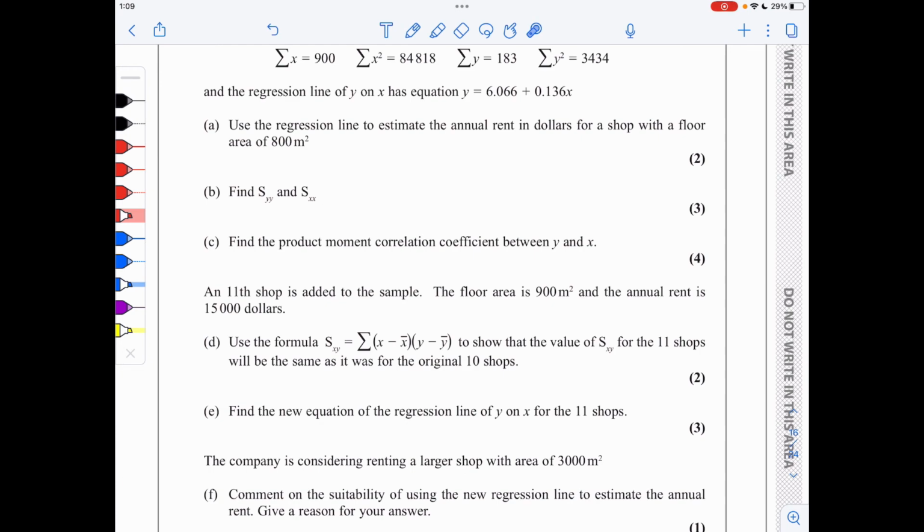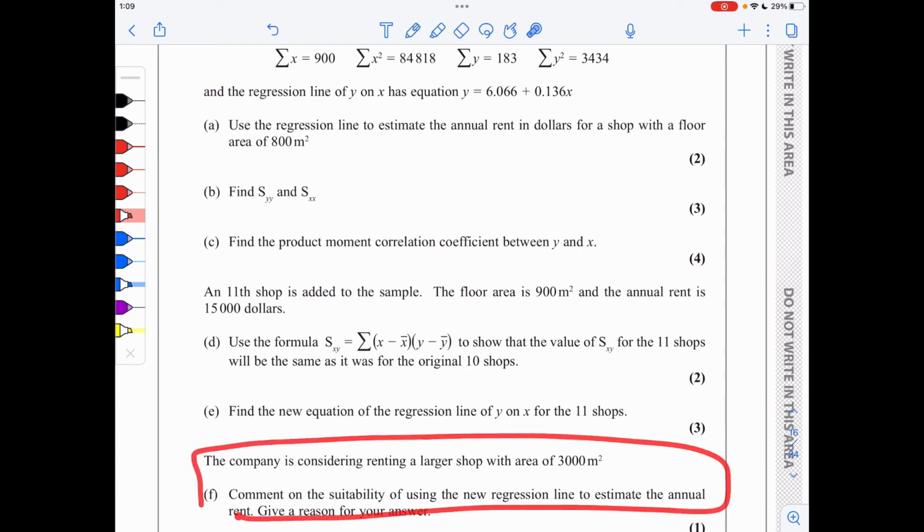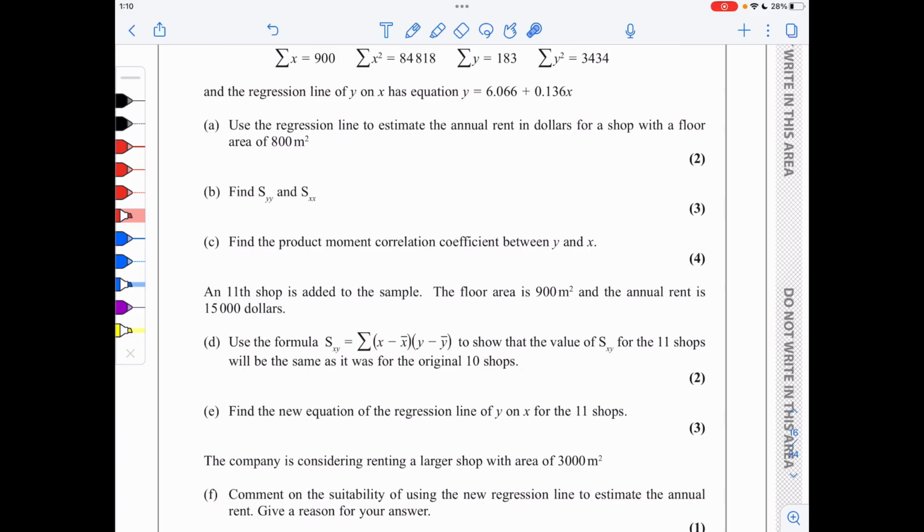In part F, we are told that the company is considering renting out a larger shop with an area of 3,000 square meters. And we need to comment on the suitability of the regression line used to estimate the annual rent for this shop. Now, if we look at the sum of the 10 values, it's 900, and this shop alone has a value for x, which is 300. So this certainly means that this shop has an atypical large area. So it's a lot larger than the average shop used when we were calculating the equation of the regression line.